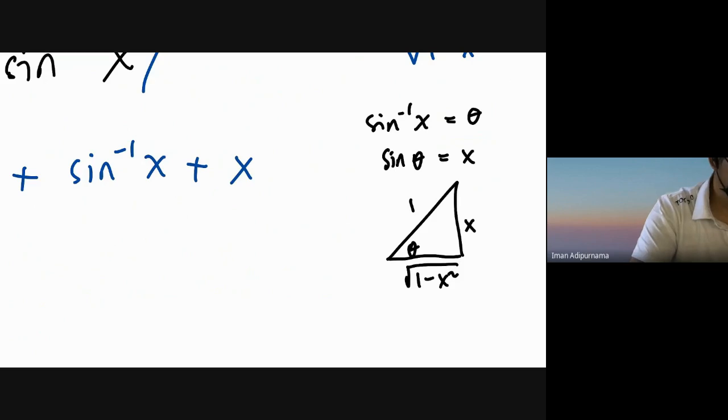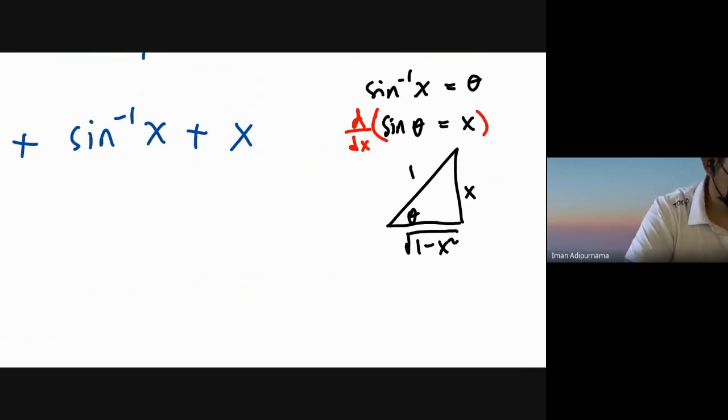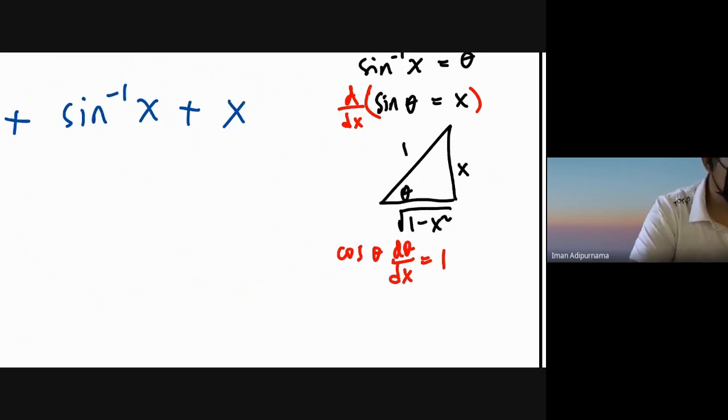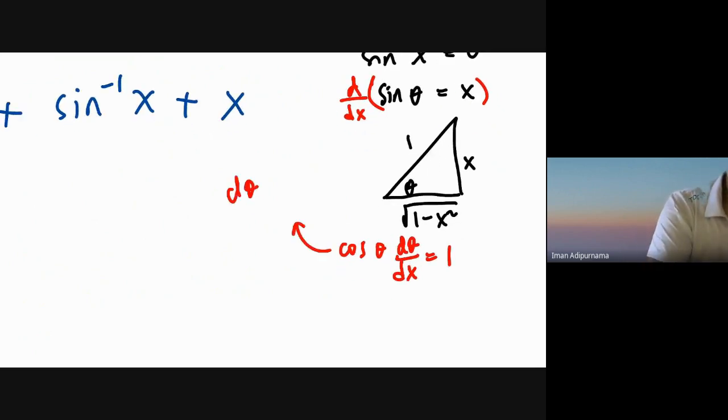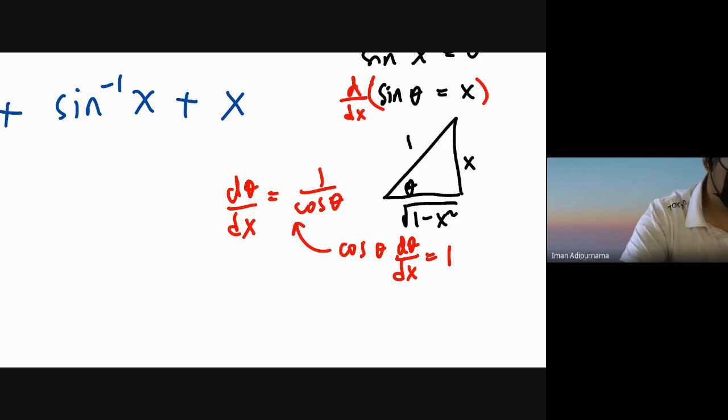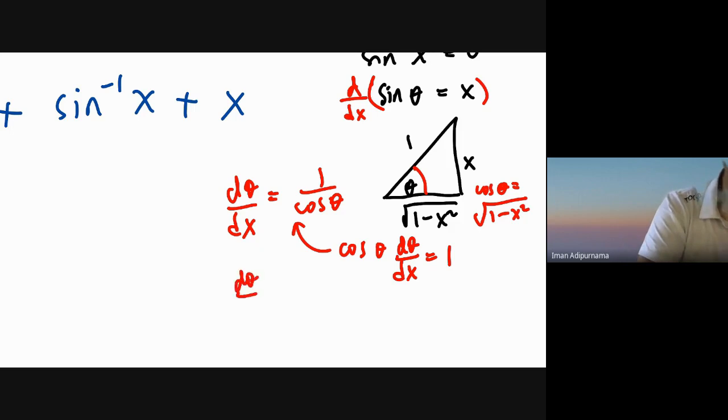Okay, and then when you derive this with respect to x, you will have an implicit differentiation. So this will be cos theta d theta over dx, and then this will be equal to 1. The one that we are looking for is d theta over dx. So we can write d theta over dx equals 1 over cos. Our cos from here, if you look, is the square root of 1 minus x squared. So 1 over cos will be 1 over the square root of 1 minus x squared.